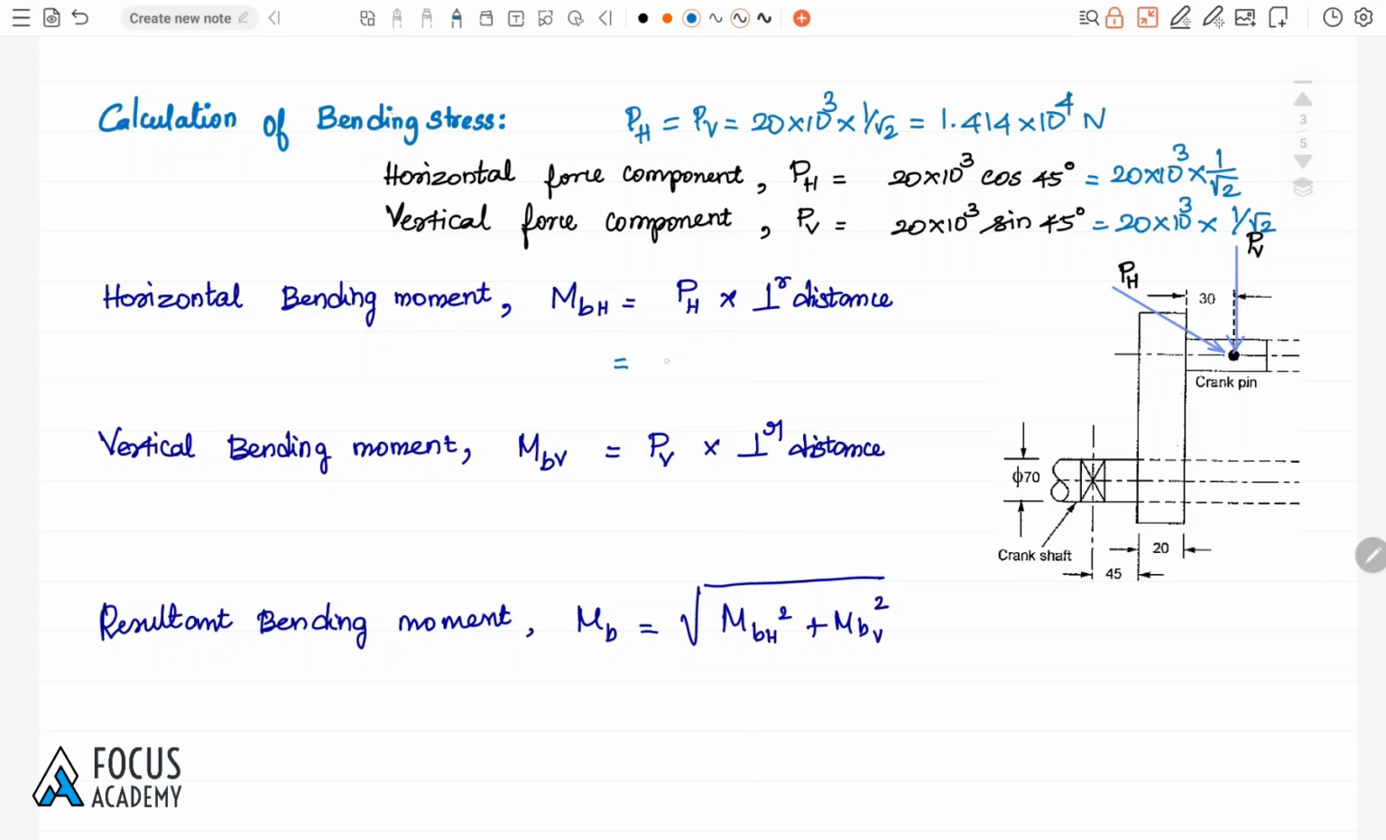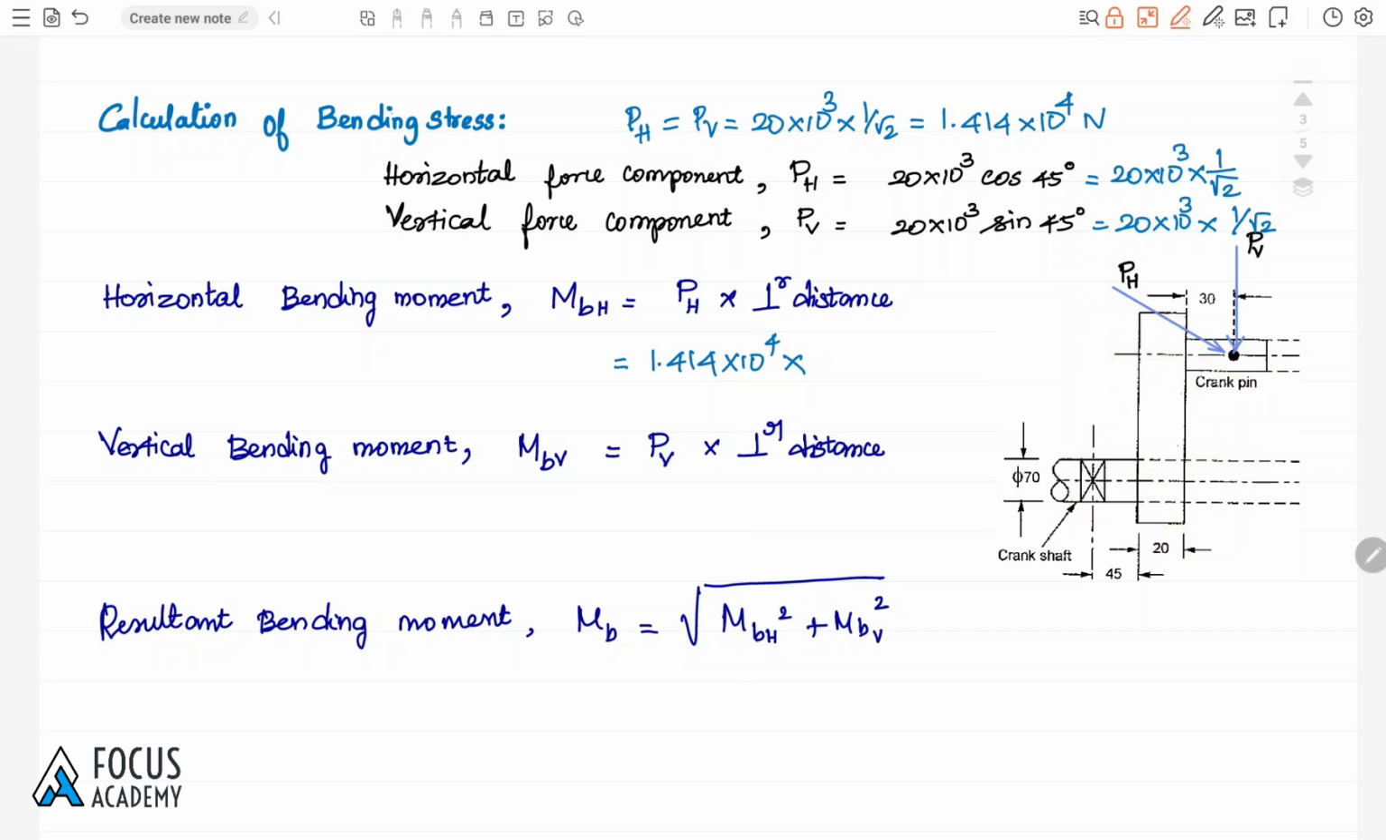So PH value 1.414 into 10 power 4 and the perpendicular distance. So here the perpendicular distance will be, here is the horizontal component and here is the bearing. So this will be the perpendicular distance, which is 45 mm, 20 mm and 30 mm. So totally 95 mm. That is the perpendicular distance. So here is the force acting and here is the perpendicular distance to the bearing. So at the bearing only we are going to calculate the bending moment. So from that point to the load acting point, the distance is 95 mm.